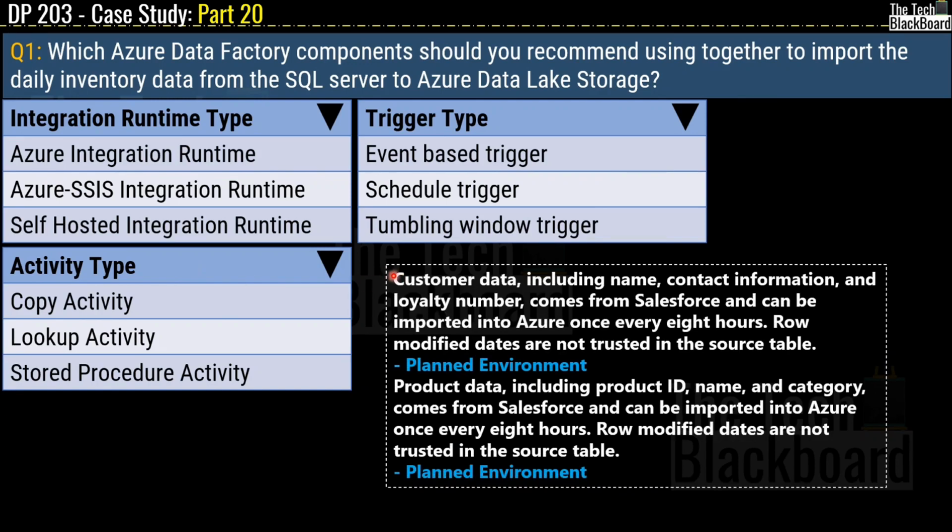The first requirement that we have to fulfill is customer data, including name, contact information, and loyalty number comes from the Salesforce and can be imported into Azure once every 8 hours. Rows modified dates are not trusted in the source table. This requirement is coming from the planned environment section.